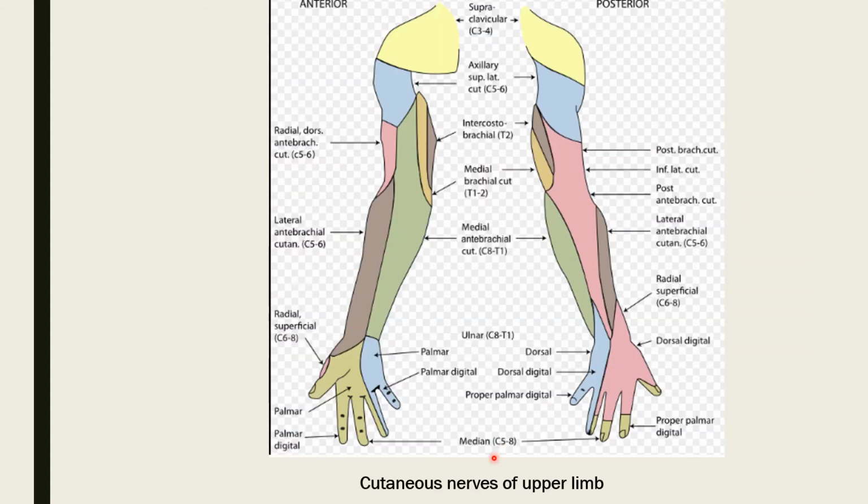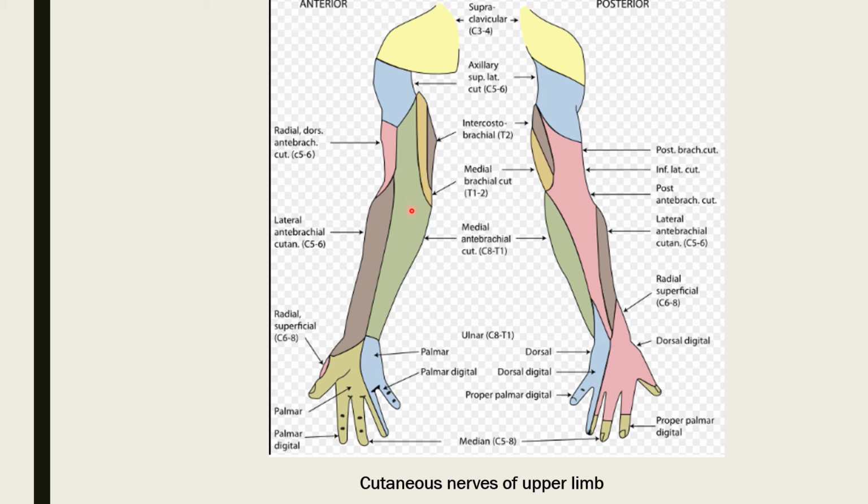This picture shows you the area supplied by major cutaneous nerves of the upper limb. Here you can see the area supplied by superior lateral cutaneous nerve. It supplies the superior aspect of the lateral part of the upper arm. This is the area supplied by it, this blue colored area.